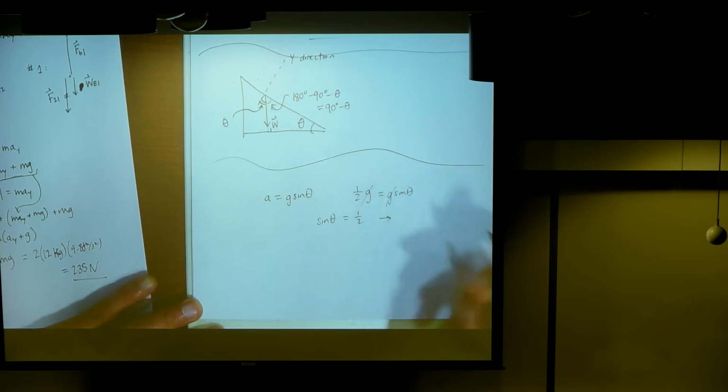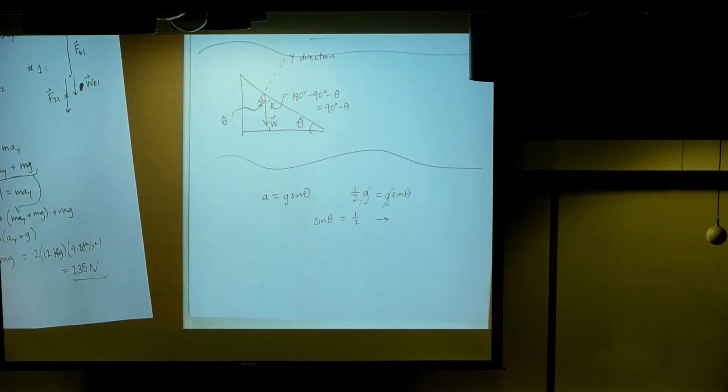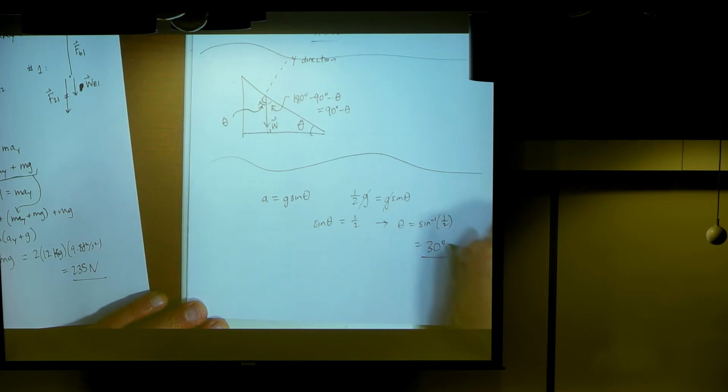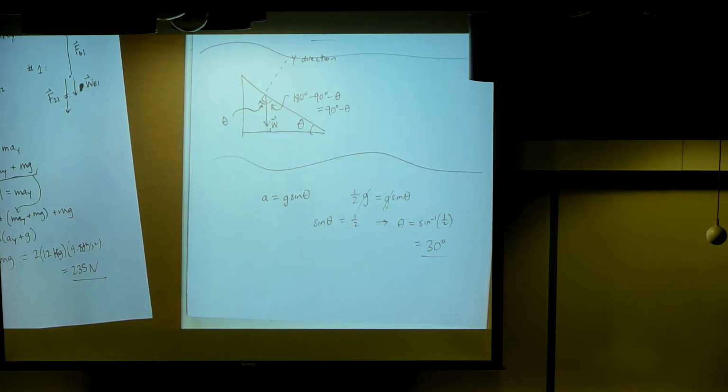So this might be one of those from the unit circle that you remember, right? If the angle is 30 degrees, the sine of that angle is 1/2. Or you can just go to your calculator and type in inverse sine of 1/2. Either way, you should see that the answer is going to be 30 degrees. Okay? All right, any questions on that?